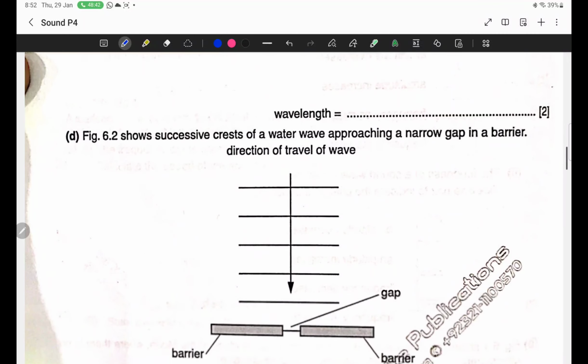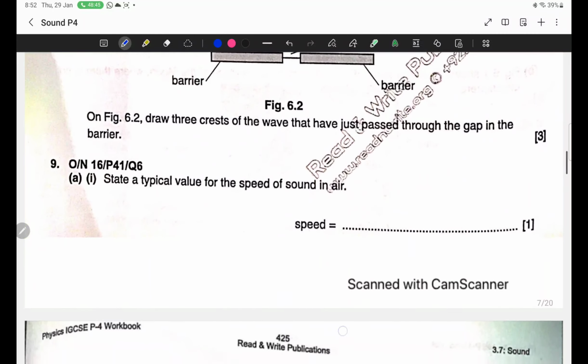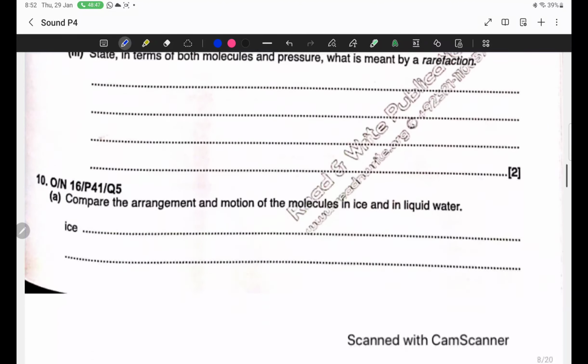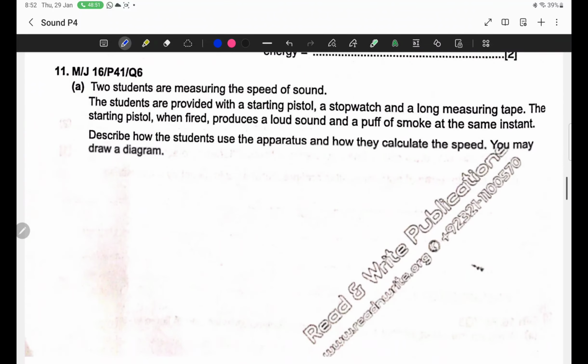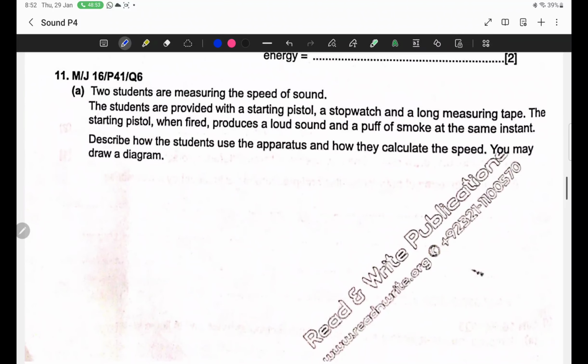This question is very simple. We are not solving. This is diffraction. I am searching for a question on echo and speed of sound. Yes, this is another question which you must memorize.